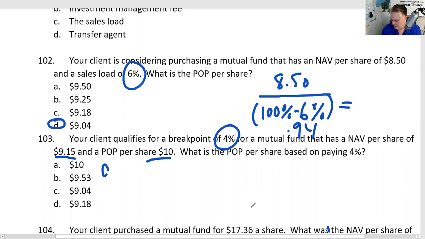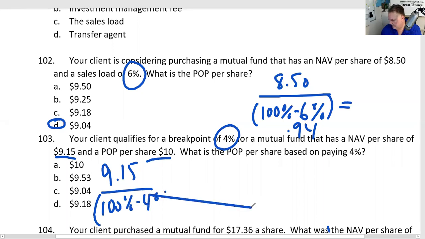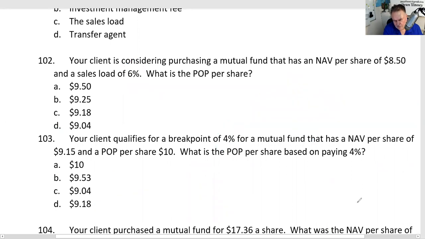So I do the same thing again. I take $9.15, the NAV, and I divide it by 100% minus the sales charge. By the way, I think this is more likely in a Series 6 top off than anything else. And so let's see, I take $9.15 and I divide by 0.96 and I get 9.53. Now, again, you want to embrace math though, because there's no interpretation of a math question. You just either simply get it right or you get it wrong.